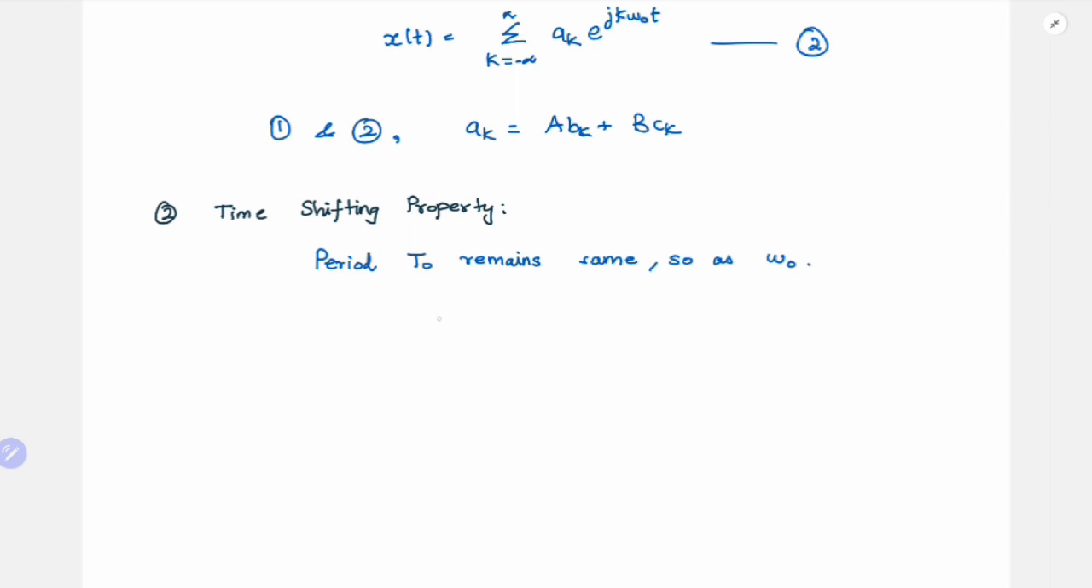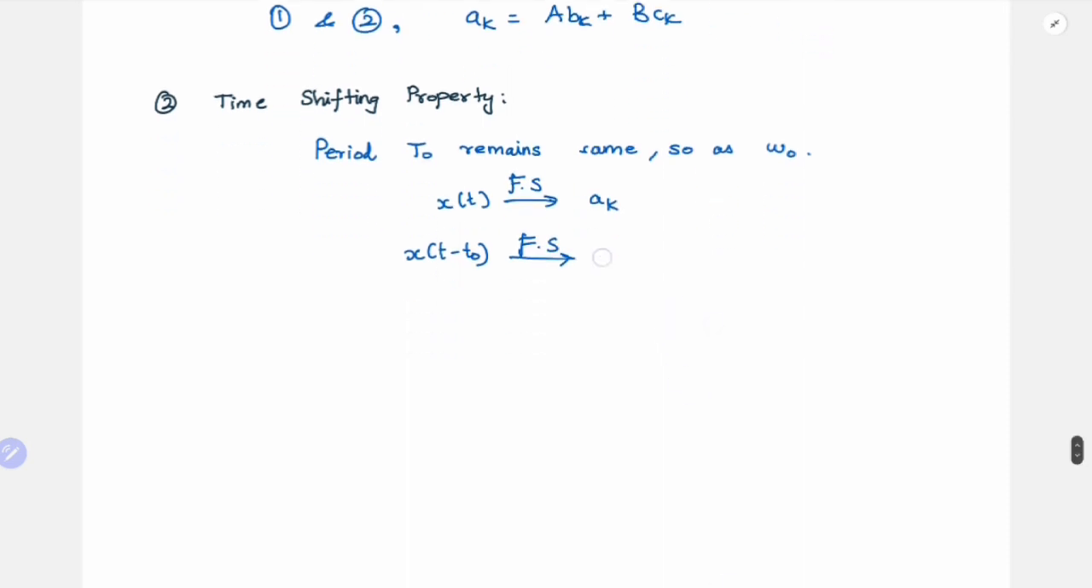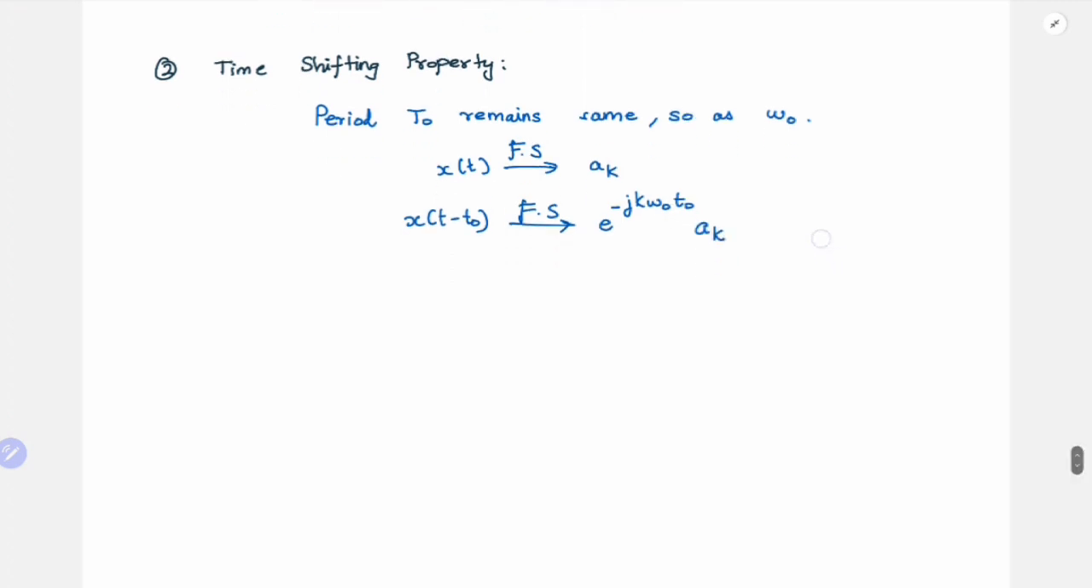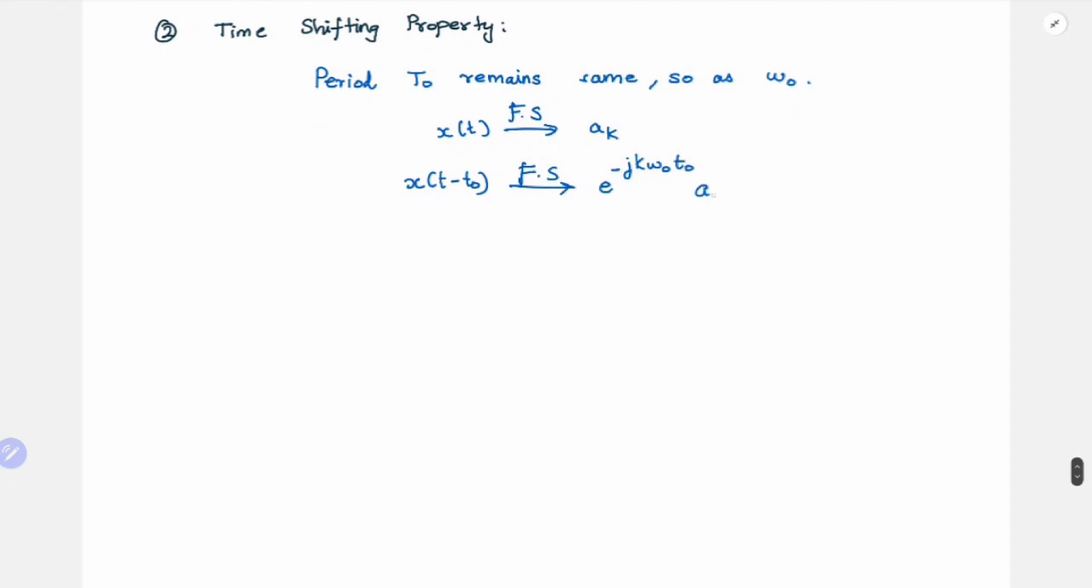So what happens? Let's say x of t gives Fourier series coefficients ak. What about x of t minus t0? Any guesses? Okay, I'll write it down, then we'll see the derivation. It's e power minus jk omega naught t0 into ak. Okay, so now let's see the proof.